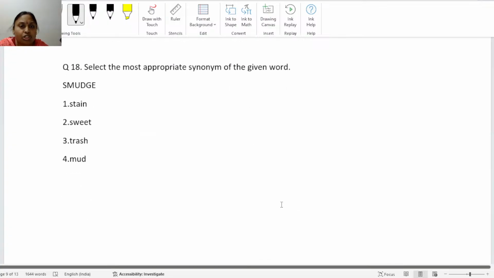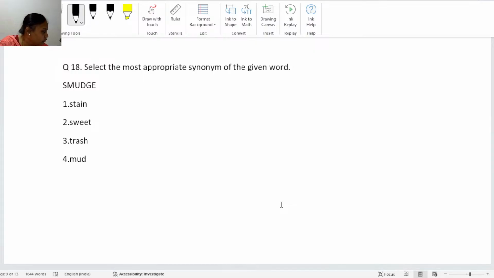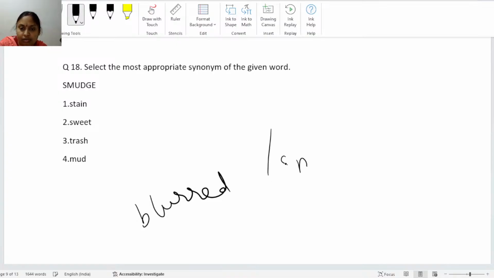So next we will go for the next question. 18th question. Select the most appropriate synonym of the given word. So when it comes to this smudge, what is the meaning of smudge? The meaning of smudge is a blot or smeared mark. Smeared is when at one place we keep on painting. This is known as smear. So that meaning is stain. Highlighted point would be known as a stain. So the answer will be stain.